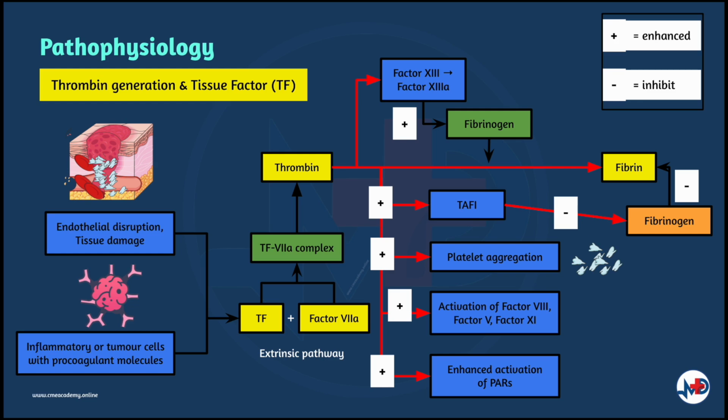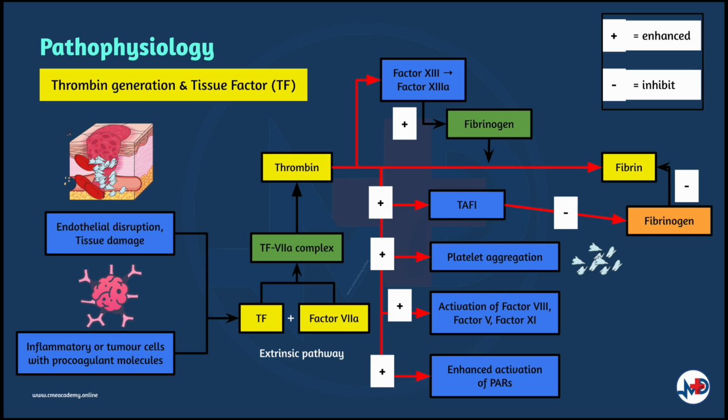Tissue factor then activates coagulation via the extrinsic pathway involving factor 7A. The tissue factor-7A complex activates thrombin, which cleaves fibrinogen to fibrin and causes platelet aggregation. Thrombin produced by the tissue factor and factor 7 pathway amplifies clotting and inflammation through platelet activation. Activation of factors 8, 5, and 11 enhances activation of pro-inflammatory factors via protease-activated receptors.